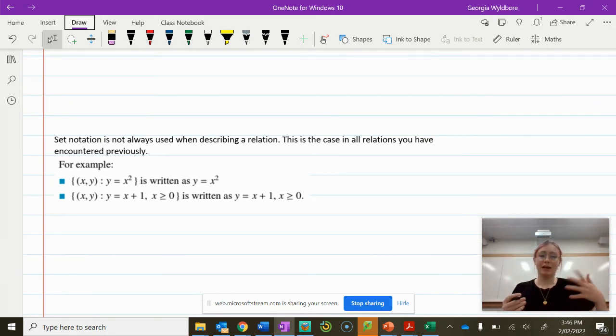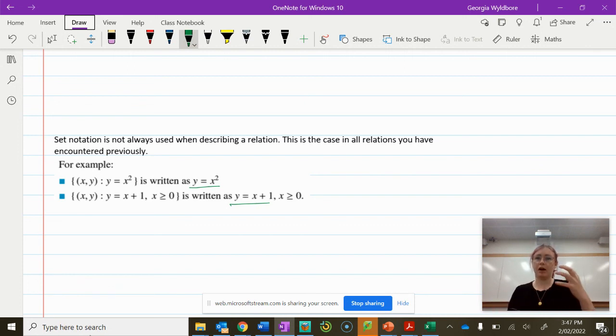Set notation isn't always going to be used to describe a relation. Particularly if we have a domain that is not specific numbers, so if a domain that's an element of all the real numbers or all integers or all rational numbers, then if that is the case, it will probably be specified. But if it's all real numbers, it's just going to be written the way you've seen it before. So y equals x squared, or y equals x plus 1 when x is bigger than 0, so x is a positive number. Okay, so they mean the same thing.